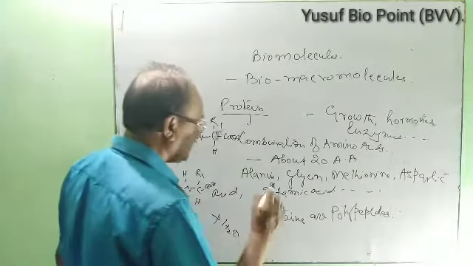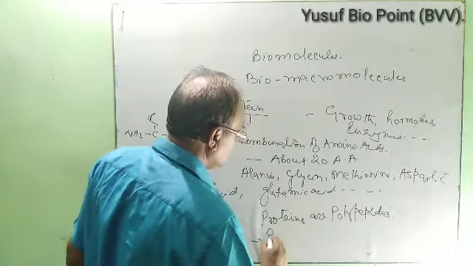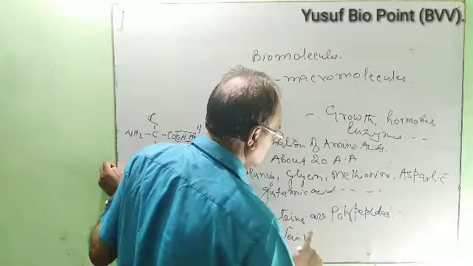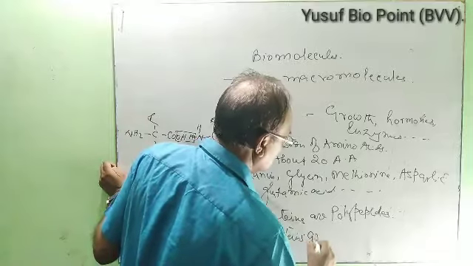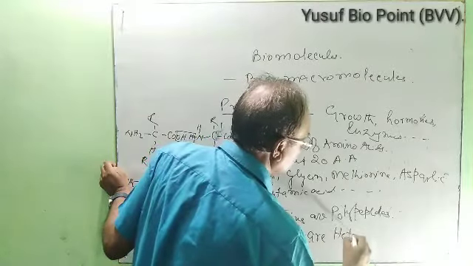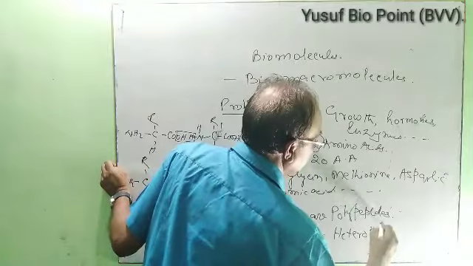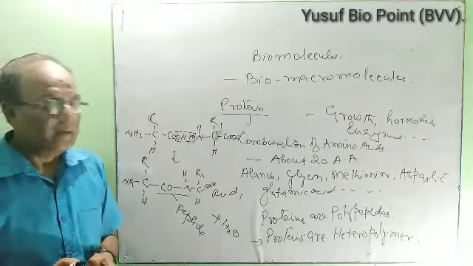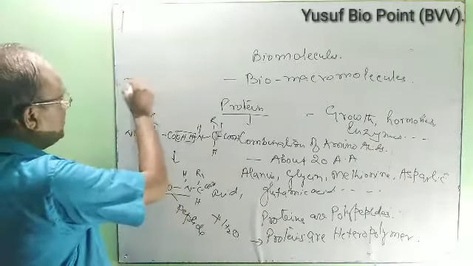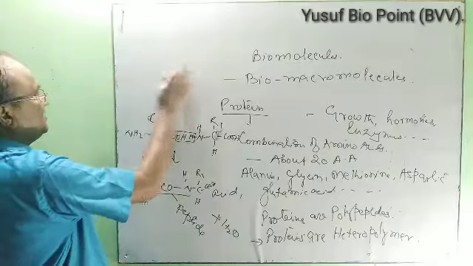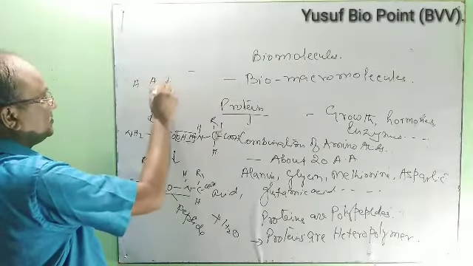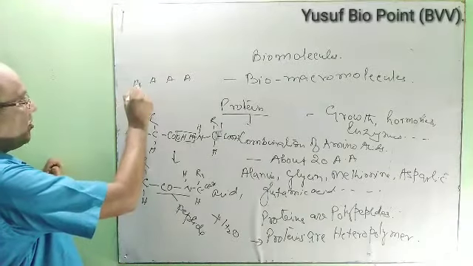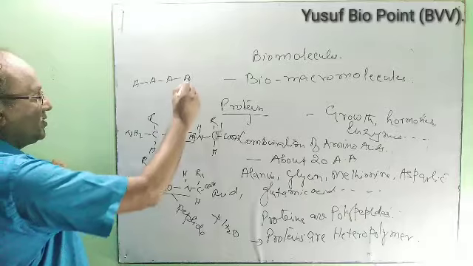And the second, next one, proteins are heteropolymers, which means that in their chains, suppose amino acids are found, they are different amino acids, combined by the peptide bond.